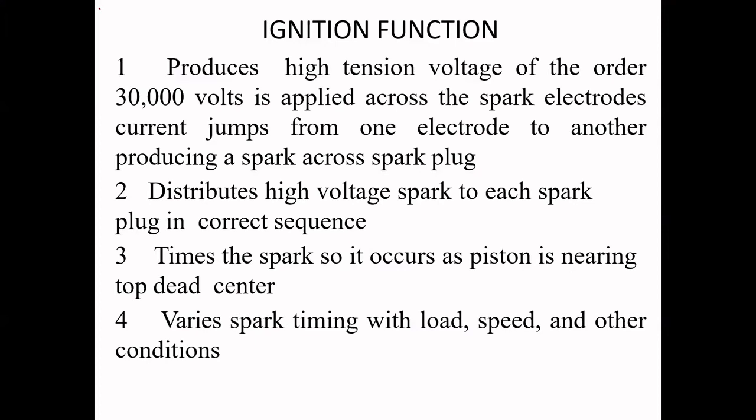Again, I'm repeating, the main function of this ignition system is that it produces high tension voltage of the order of 30,000 volts, which is applied across the spark electrodes. Once this high tension voltage is produced, the high voltage current jumps from one electrode to another, producing a high intensity spark.